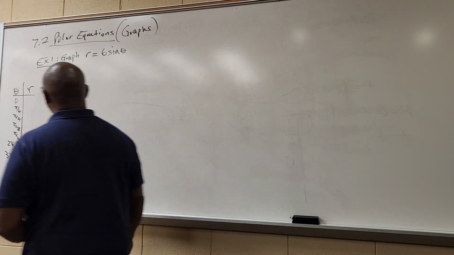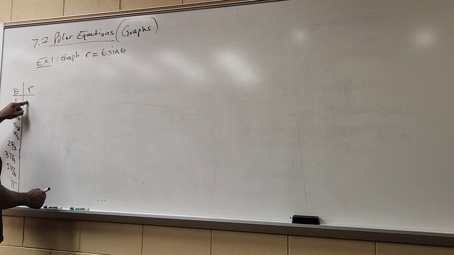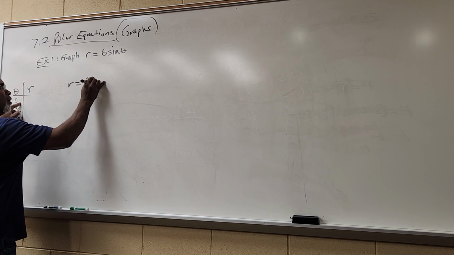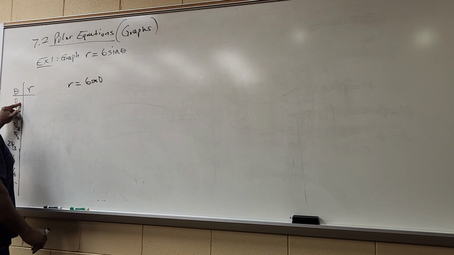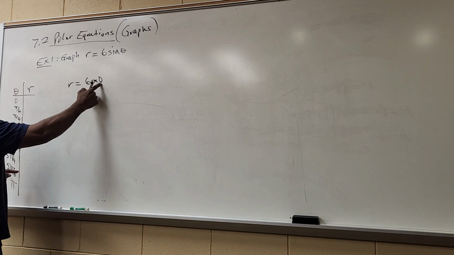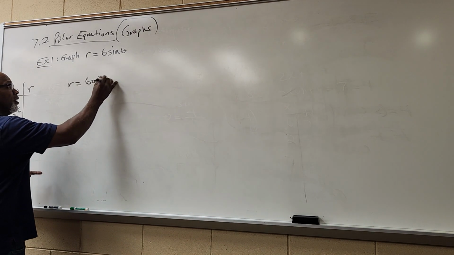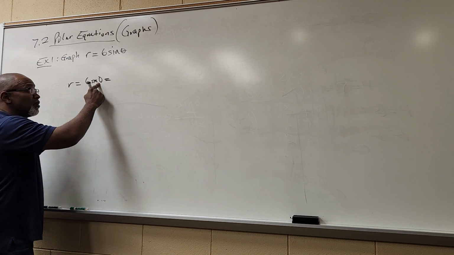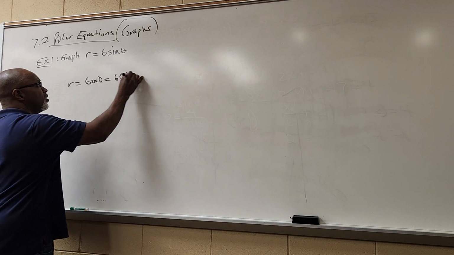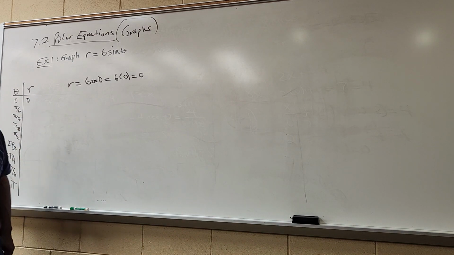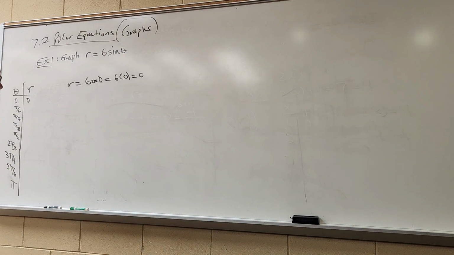So how do I figure out the corresponding value of r? Well, plug it in. When theta is 0, r will be 6 sine of 0. I'm doing radians, so make sure your calculator is in radians if you're using it. Otherwise, use your unit circle. The sine of 0 is 0. So 0, 0 is on the graph.